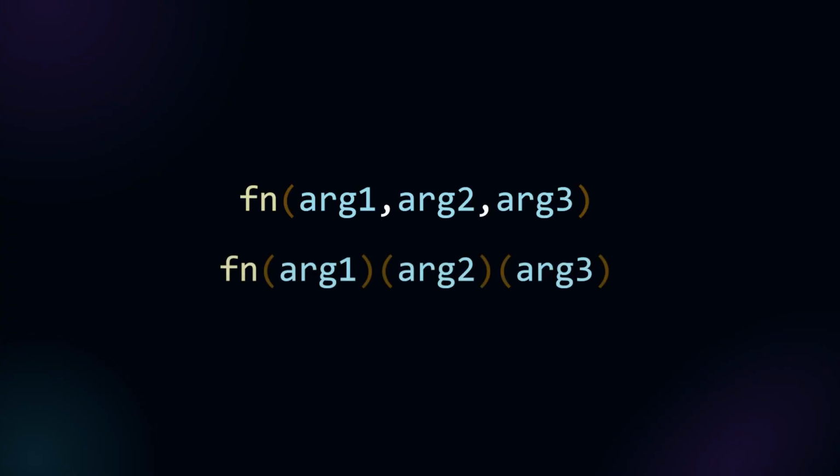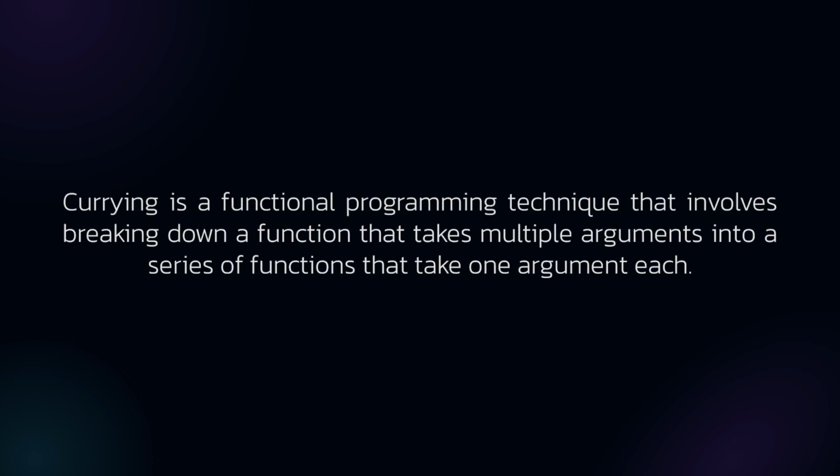Currying is the process of reshaping this to this, or currying is a functional programming technique that involves breaking down a function that takes multiple arguments into a series of functions that take one argument each.